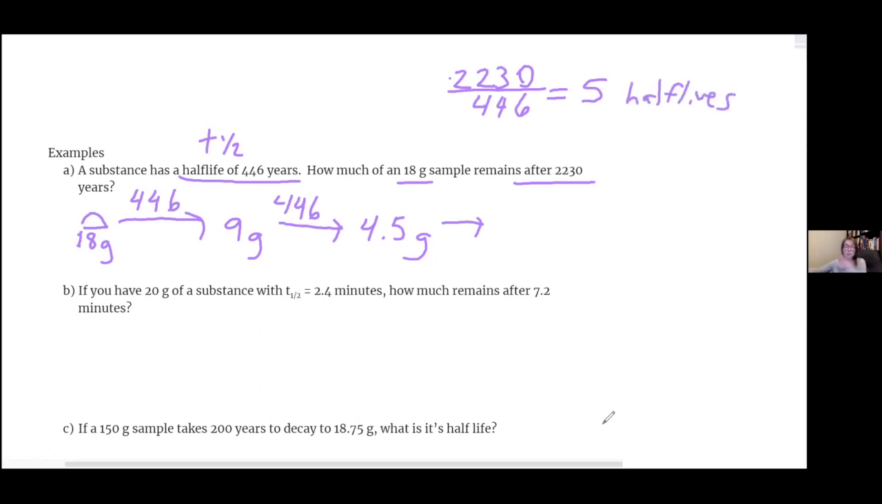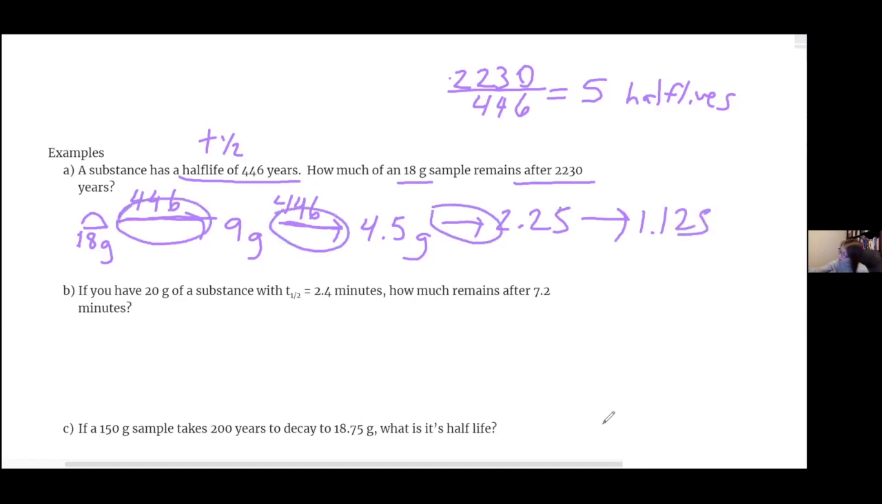So I can keep drawing this out. Let's see, I've divided by 2 once, a second time. This will be a third time. 4.5 divided by 2 gets me 2.25 grams. Another half-life passes, so we get 1.125 grams. And let's see, that's been 1, 2, 3, 4 half-lives. We need to go one more half-life, divided by 2 one more time.